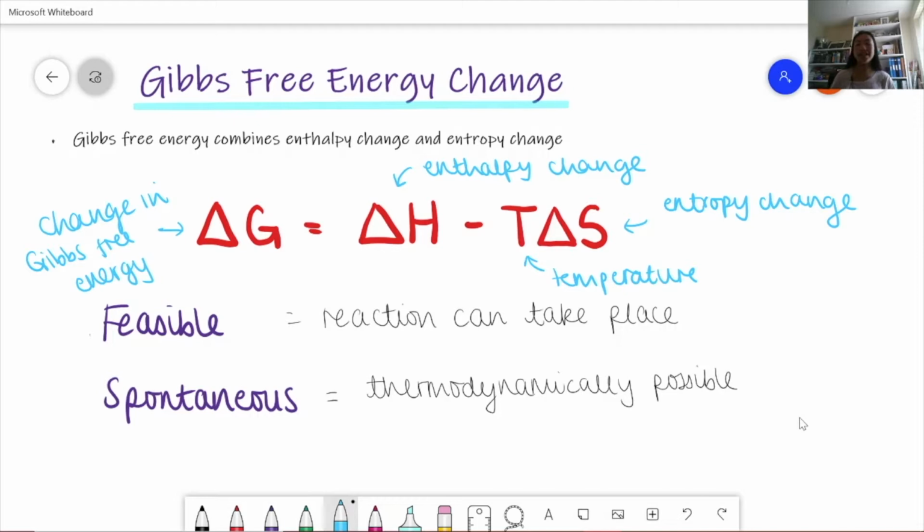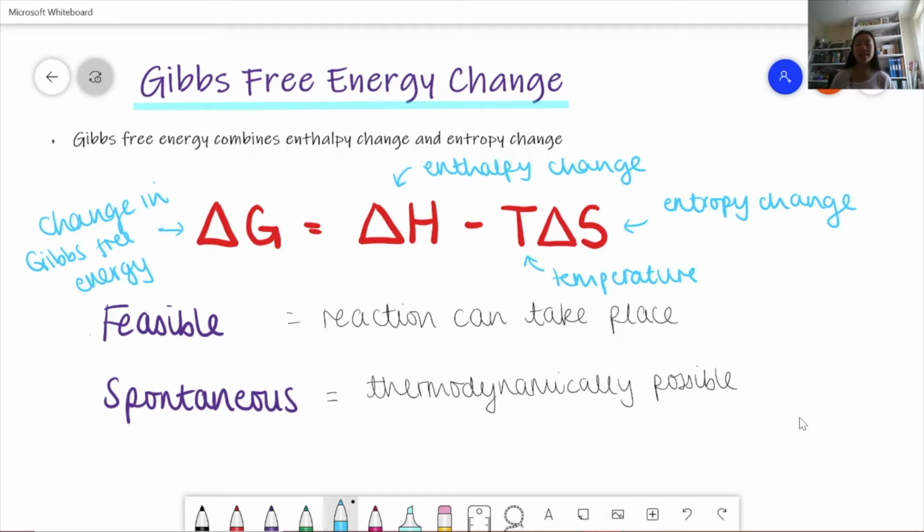Now we know that a decrease in enthalpy, so a negative delta H, so an exothermic reaction, is more favourable in a reaction, and an increase in entropy change, so a positive delta S, is more favourable in a reaction. So overall, if delta G is less than or equal to 0, then the reaction is feasible, and feasible just means that the reaction can take place. Sometimes the word spontaneous is used, which means thermodynamically possible, which is quite similar to feasible, but it is better to use the word feasible.